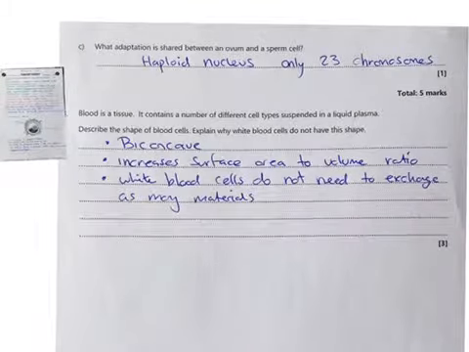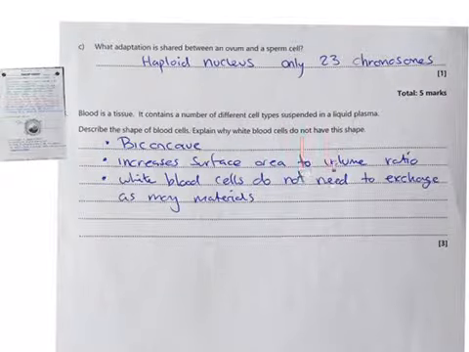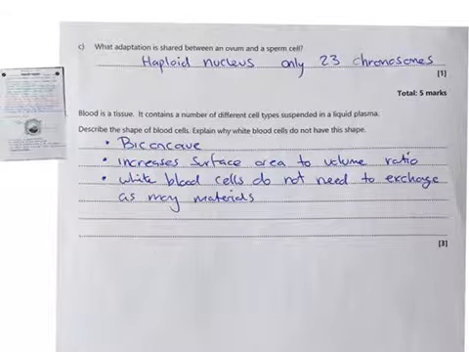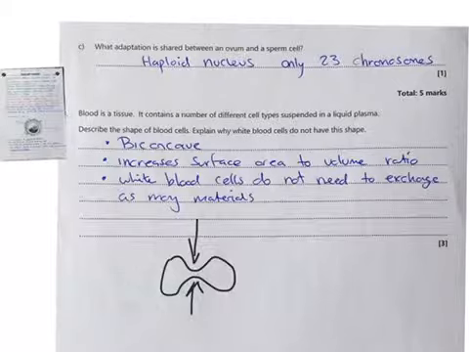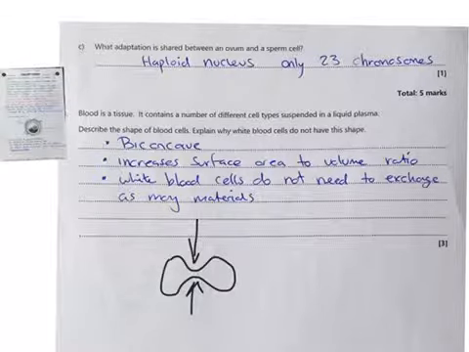And then blood is a tissue. It contains a number of different cell types surrounded by liquid plasma. Describe the shape of blood cells and explain why white blood cells do not have this shape. So the shape is biconcave, so if you looked on the side, it would look like that, okay? So you've got that little dimple there. It's just to increase surface area to volume ratio. White blood cells don't need to exchange as many materials, so they don't have that shape. So they're just a normal shape there for 3 marks.